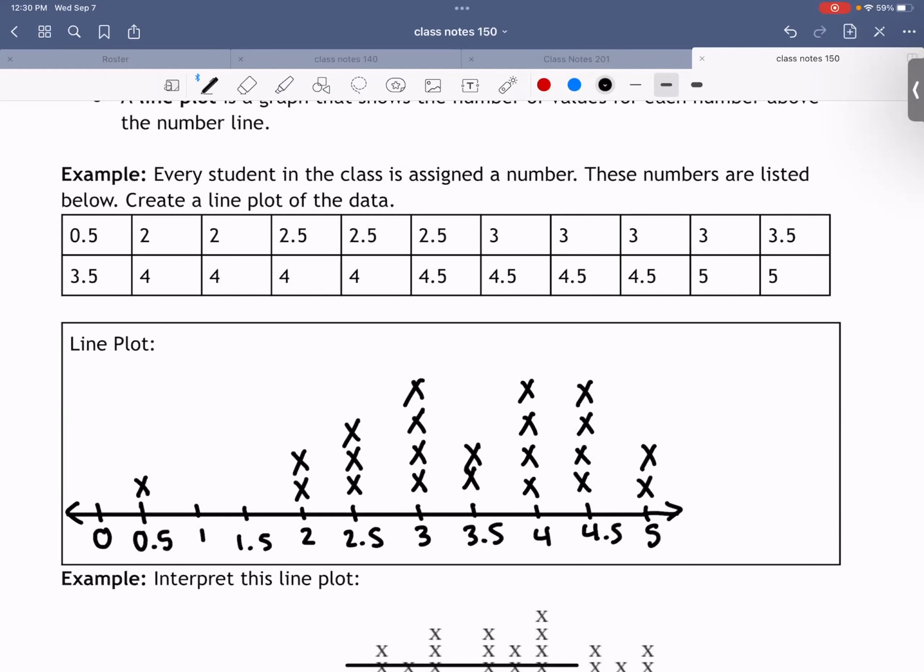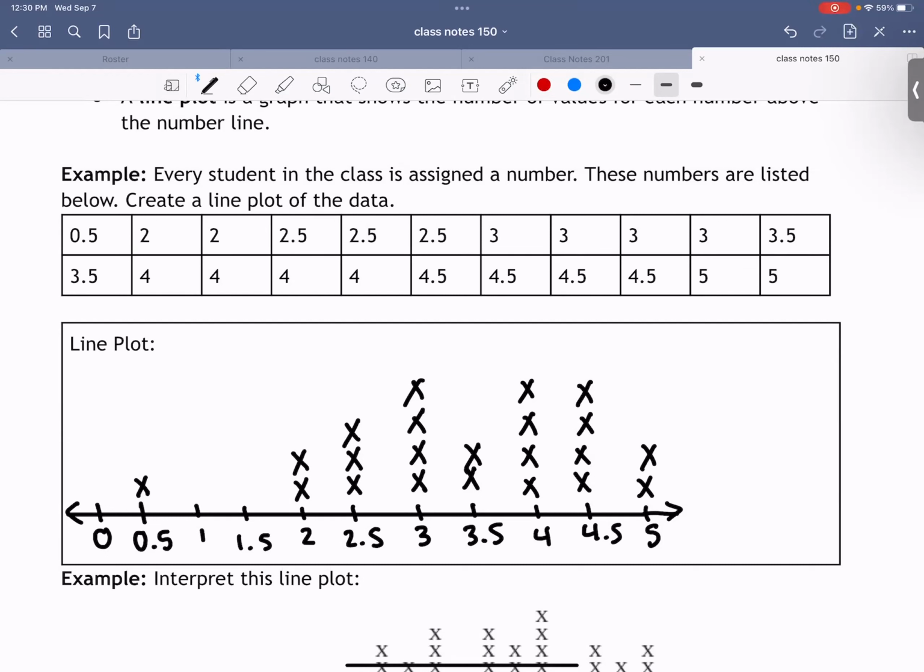Any questions on what I've done? Are we allowed to do this on the test, to just make the line shorter? Oh yeah, you can, as long as I don't, sometimes I'll make the line for you, so you don't have to think about it. But if you want to make your own line, then you can just erase it. Any other questions on the line plot?